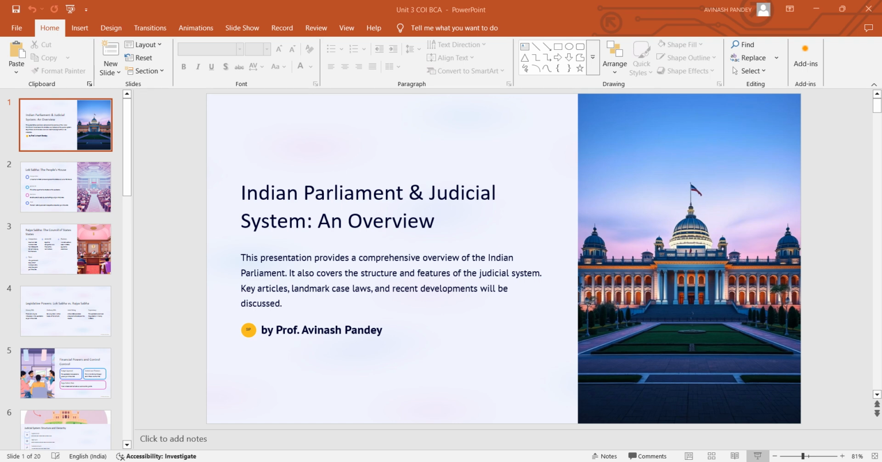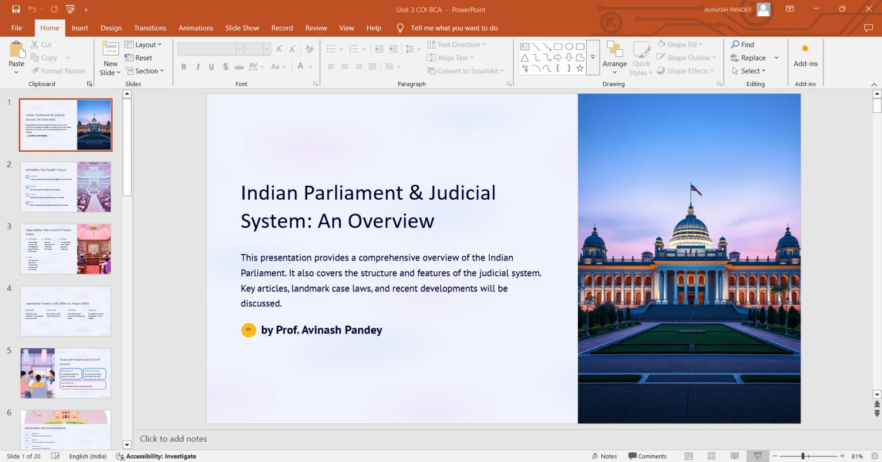Key features and recent developments: independence of the judiciary, essential for democracy as per Article 50. Judicial activism: courts are playing a very proactive role. See, judicial activism is very important if we want to have a healthy democracy. Sometimes the executive and legislature try to overextend their reach. They try to rule, and that's where the Supreme Court plays a very important role.